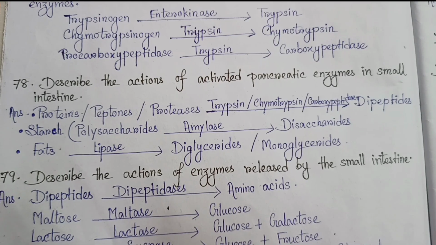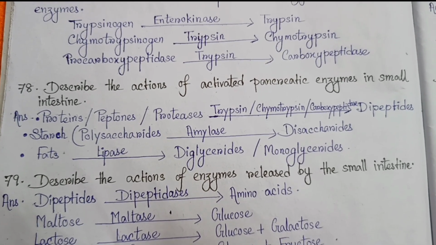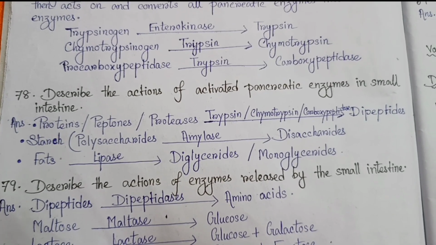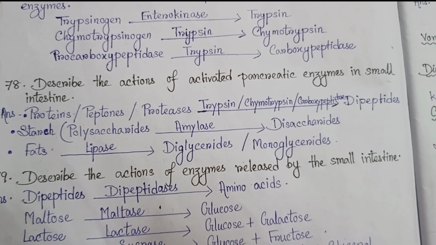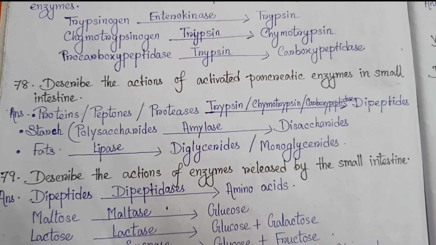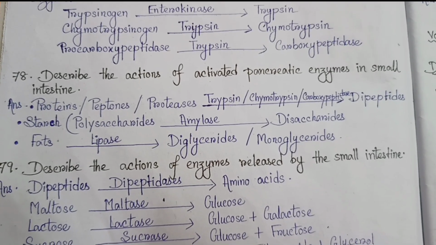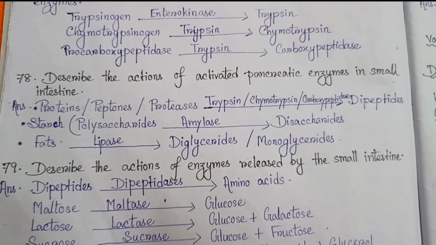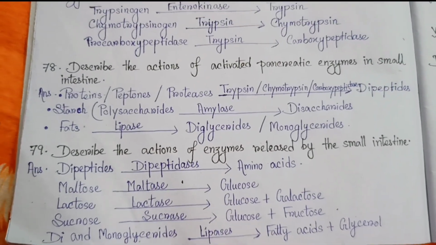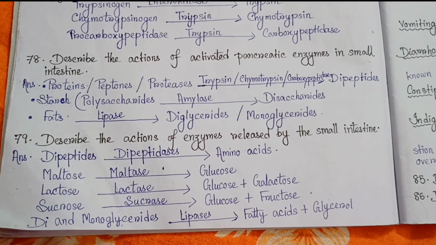Okay, 78. Describe the action of activated pancreatic enzymes in small intestine. Proteins or peptones, proteases, trypsin, chymotrypsin, carboxypeptidase, peptides. Starch, polysaccharides, amylase, disaccharides. Fats, lipase, diglycerides, monoglycerides.